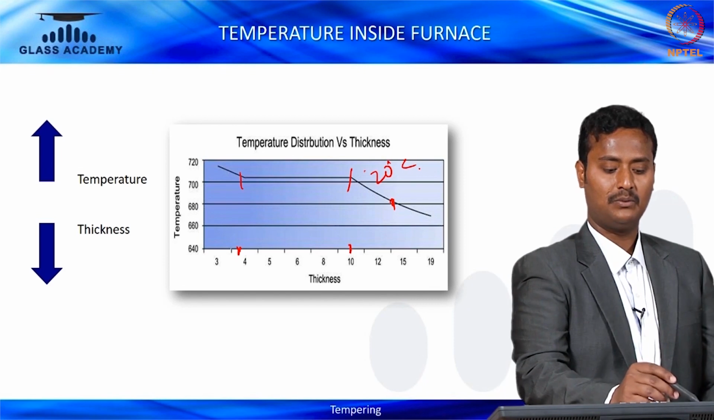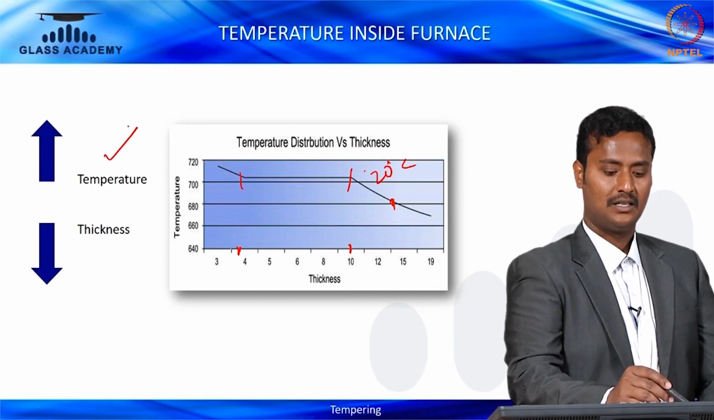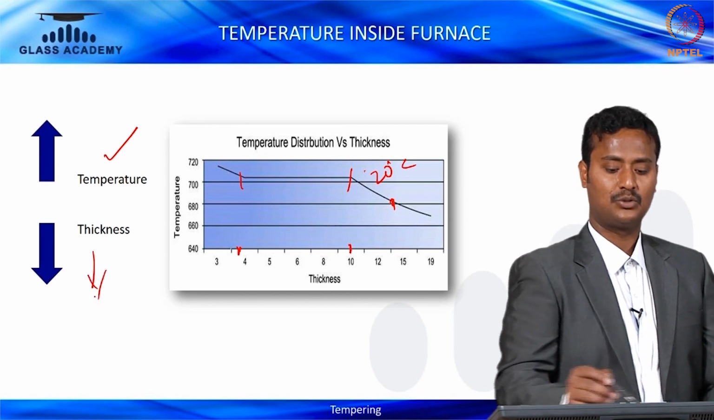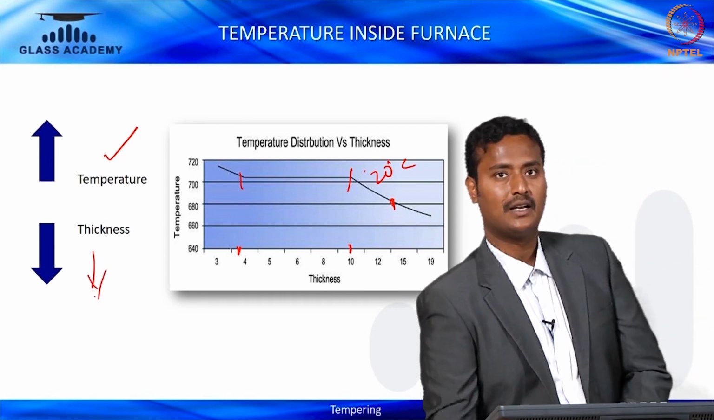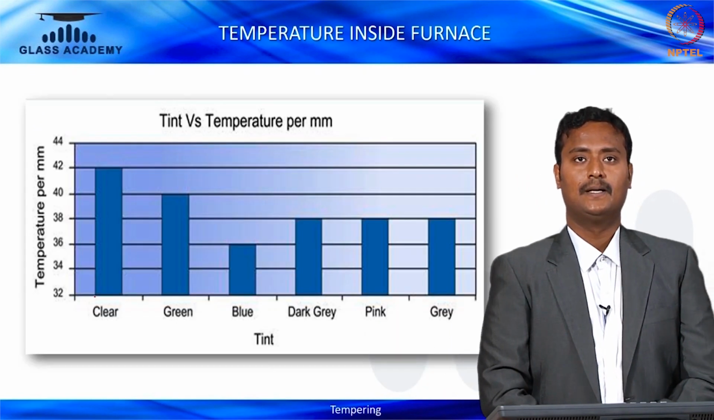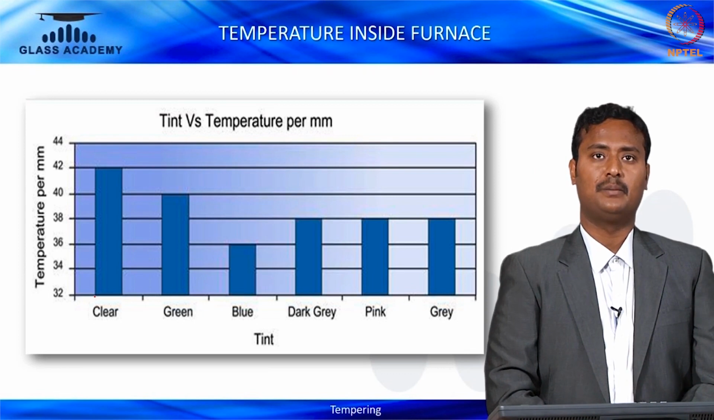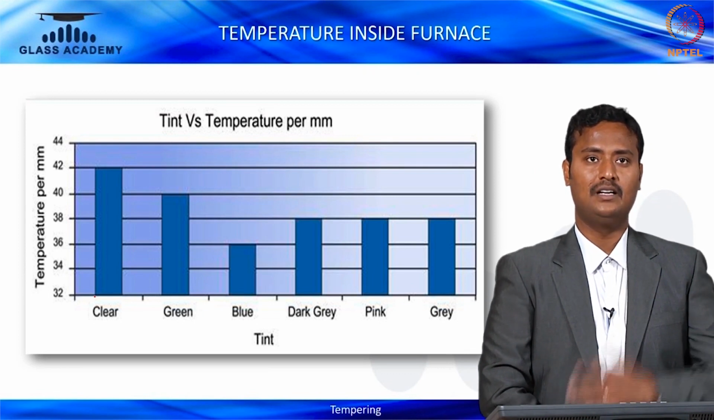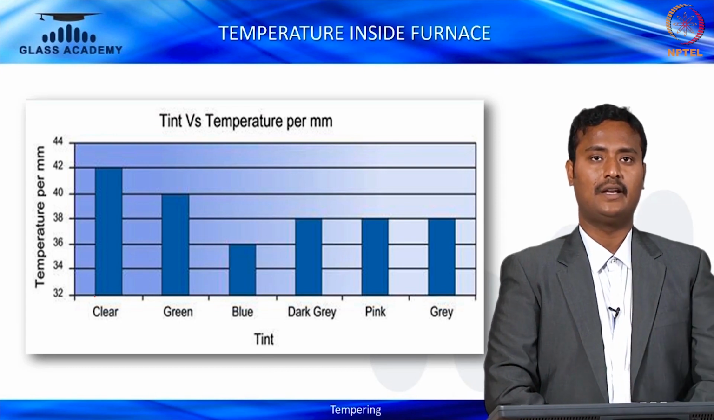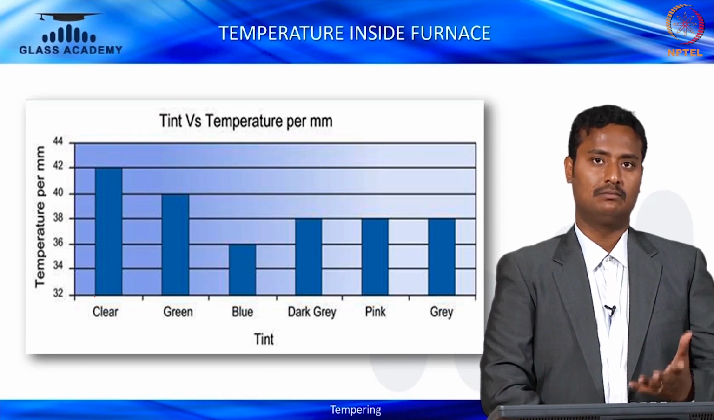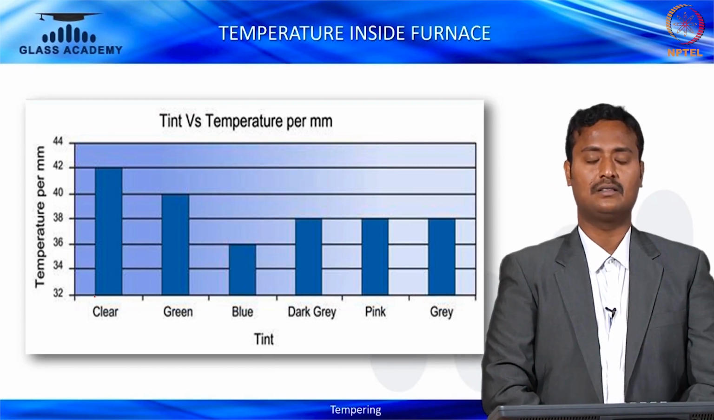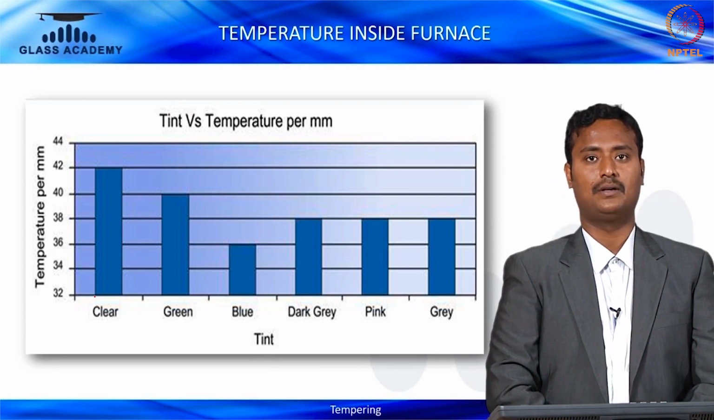So basically, when the thickness increases, the temperature decreases. That's the schematic diagram which helps us understand this further. And again, the tint-wise temperature per mm. Clear glass will be at 42 temperature per mm, whereas it is less for blue. Again, this also varies from furnace to furnace, but this is the basic principle we can apply for glass.